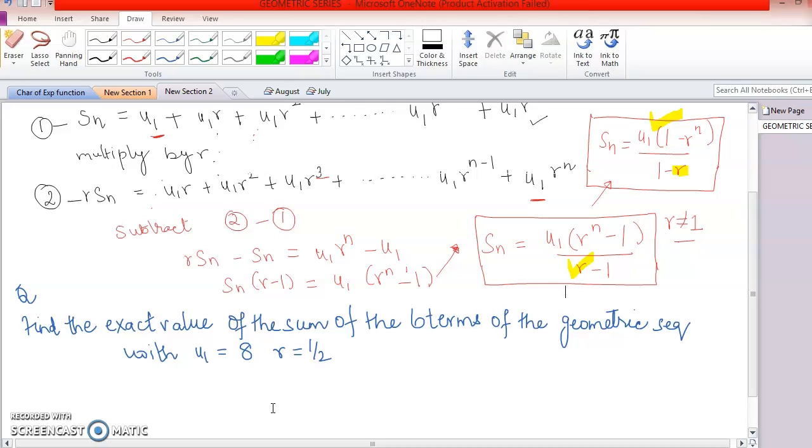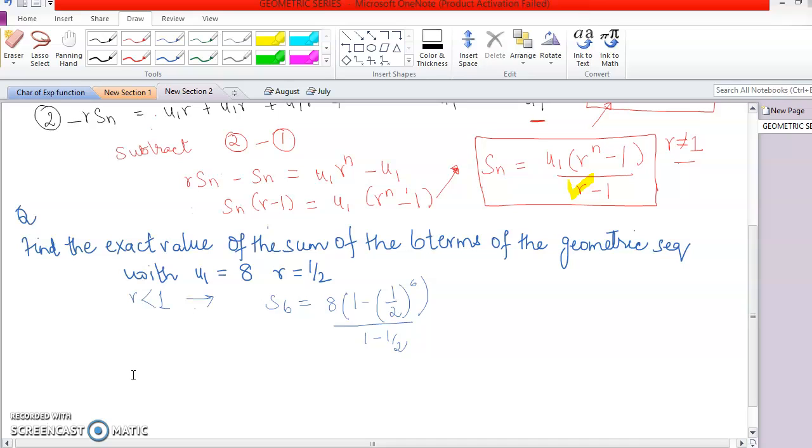Now I would want you to just pause this video so that you can go ahead and solve it. Once you've solved it, then come back and we'll check out the solution here. So since r is less than 1, I've taken the formula where I am going to use 1 minus r in the denominator and correspondingly 1 minus r to the power of n in the numerator. I've just gone ahead and substituted the values, the information that's been given to us.